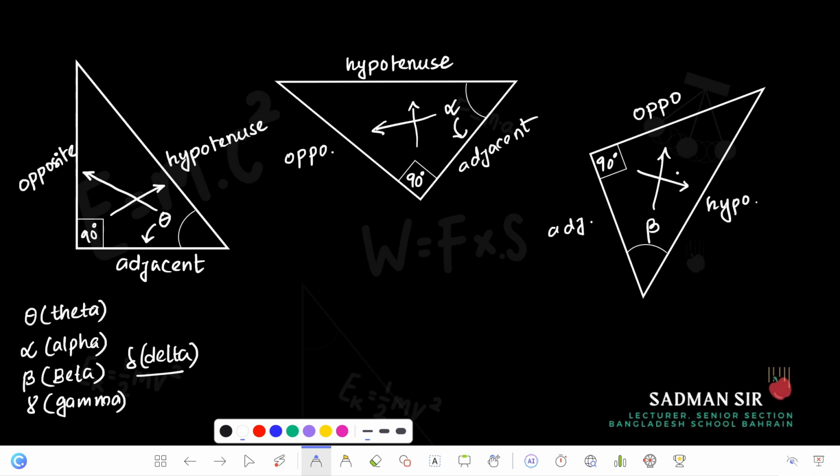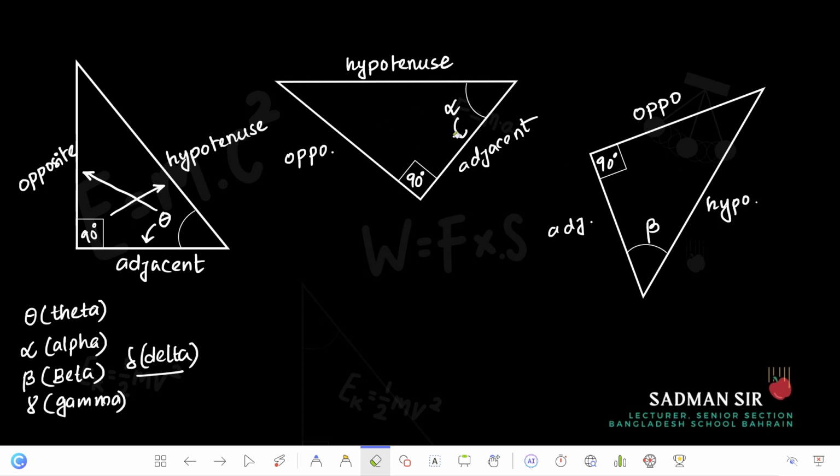Now these arrows that I am showing are for your understanding. In the exam hall, you don't need to put the arrows. So let me just erase those arrows. These arrows are not required in the answer script in the exam.